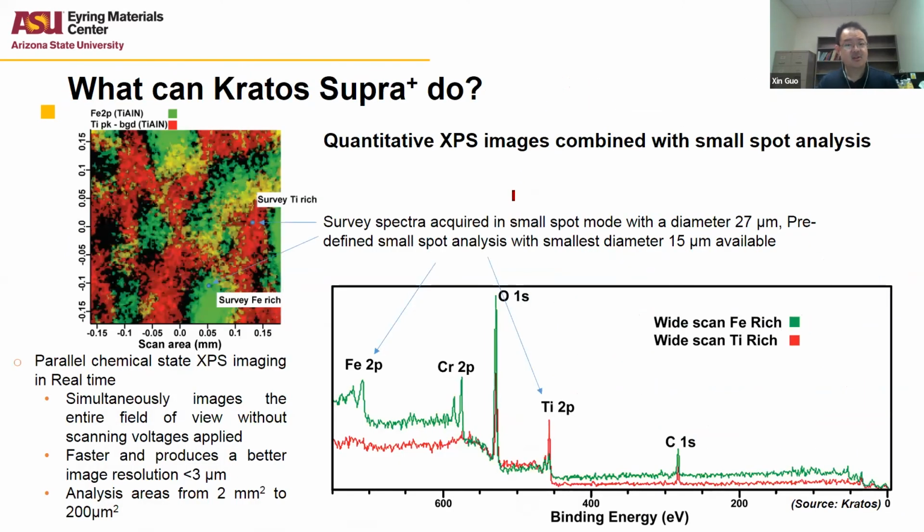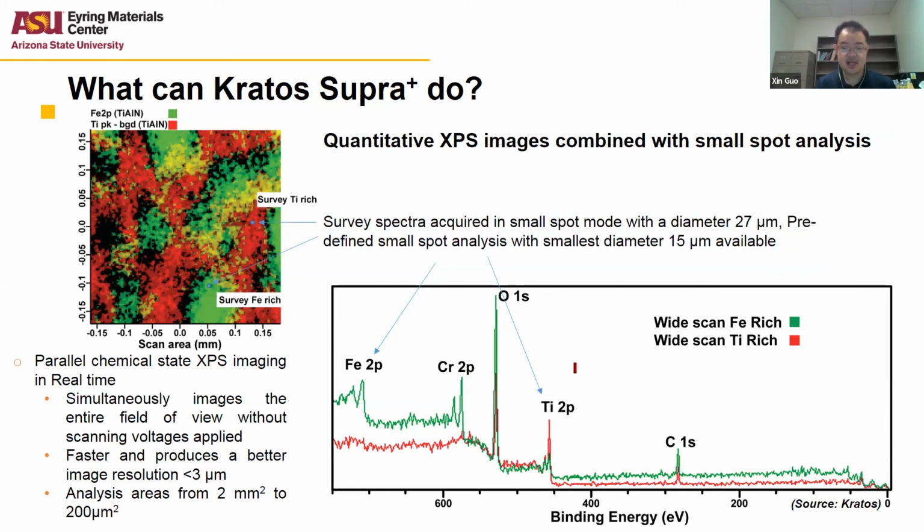So what can the Kratos Supra Plus do in analysis? First, it can give quantitative XPS images combined with small spot analysis. Here I show an example. This is a chemical state image of a sample with both an iron-rich area and a titanium-rich area. And we can use small spot analysis with a diameter of 27 micron to select the location we want and extract the surface spectrum from those locations.